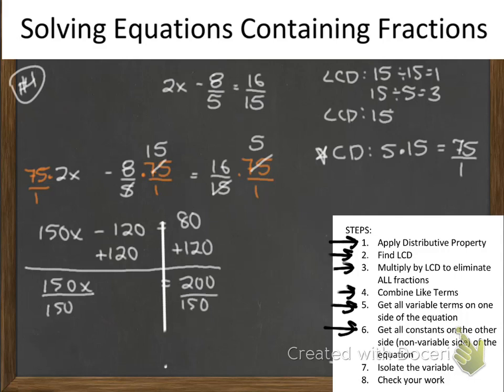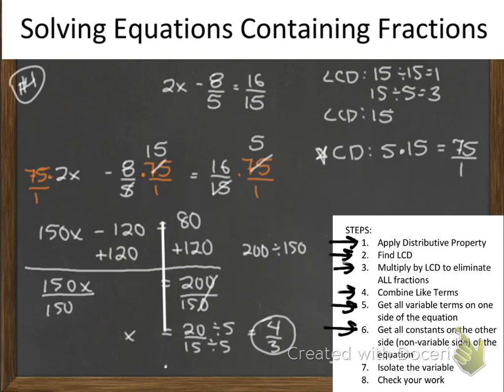Remember, 200 over 150 is literally, you can type it in your calculator as 200 divided by 150. And so if you do that, it's 20 over 15. And how can I further reduce that? Well, 5 goes into both things, so that becomes 4 over 3. So the final answer is x equals 4/3.